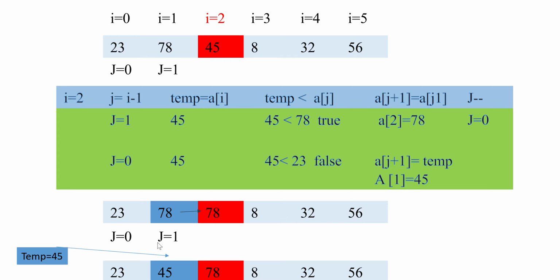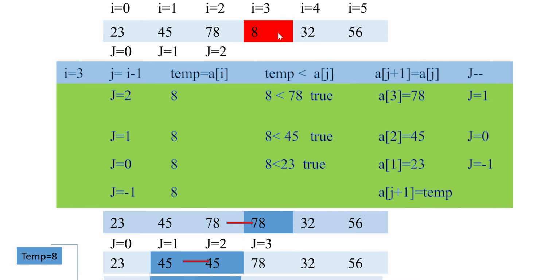Now j plus 1 location, where j is 0, copy the temp here. The same you repeat for i equal to 3. i equal to 3 means you have to compare 8 is less than 78. So move 78 to the next position. So 78 in the second location, move it to the third location. You see here, 78 is moved to the third location.